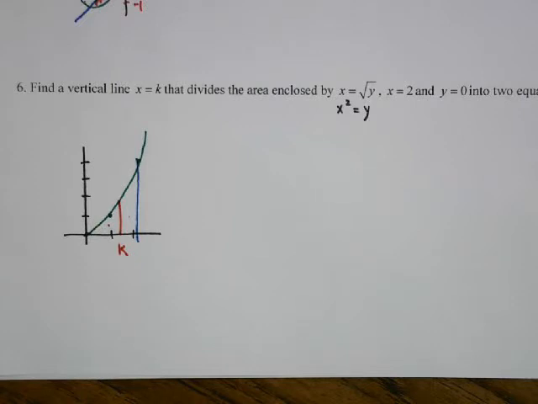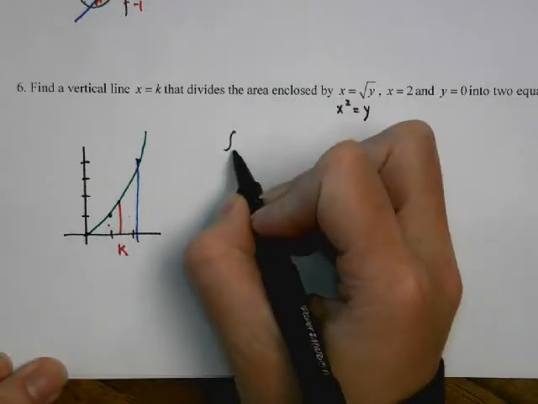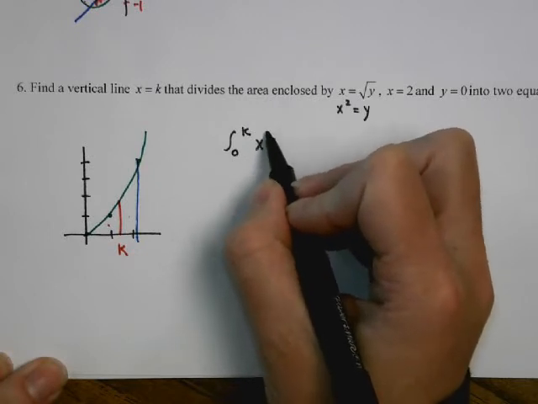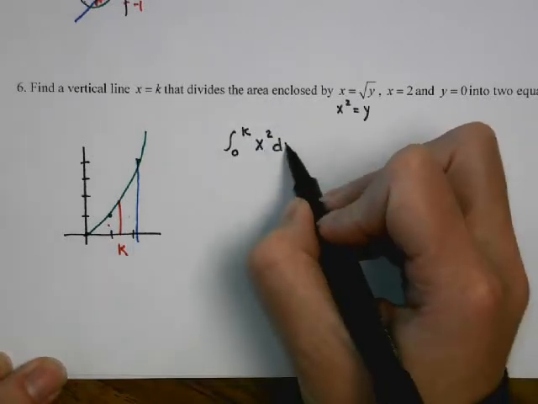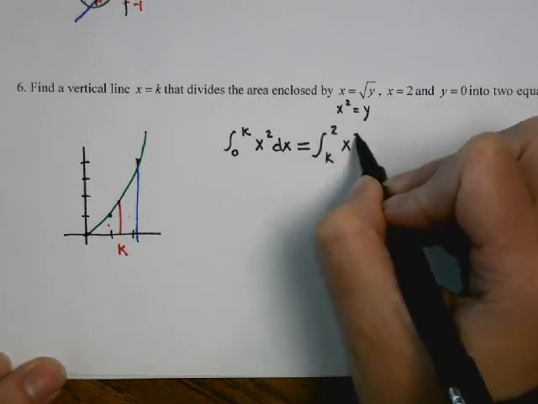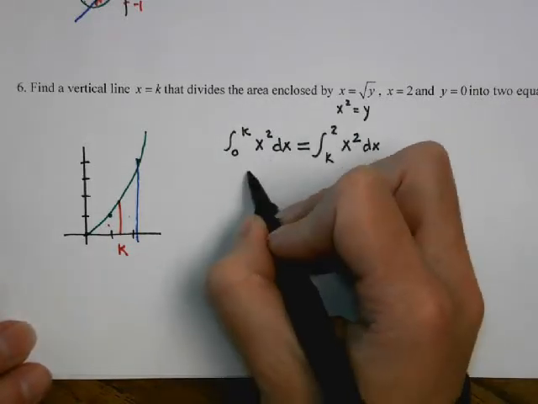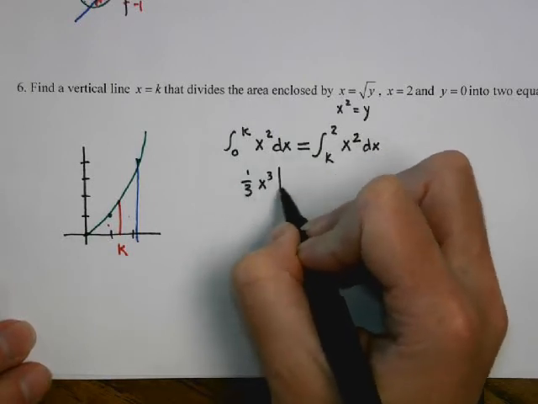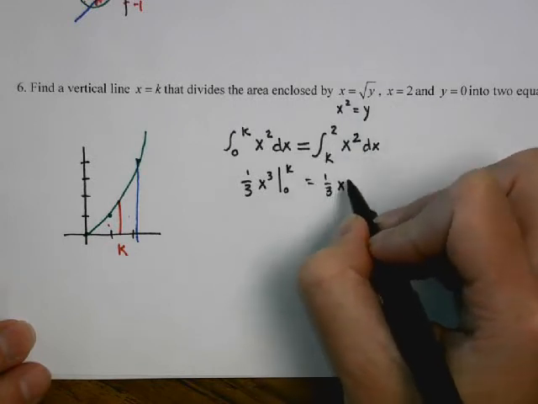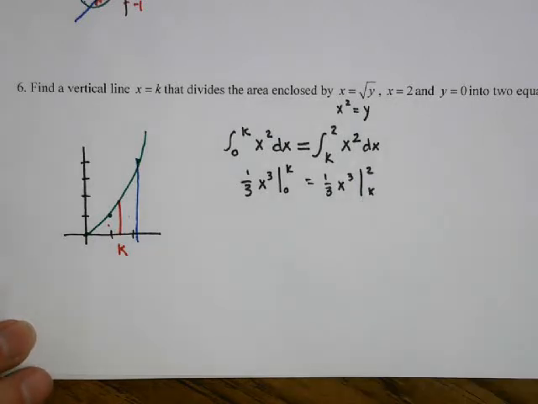So we're going to set up an equation involving integrals. So we're going to have the integral from 0 to k of x squared, set that equal to the integral from k to 2 of x squared. Okay, so this is going to be 1/3 x cubed evaluated from 0 to k. This is going to be 1/3 x cubed evaluated from k to 2.